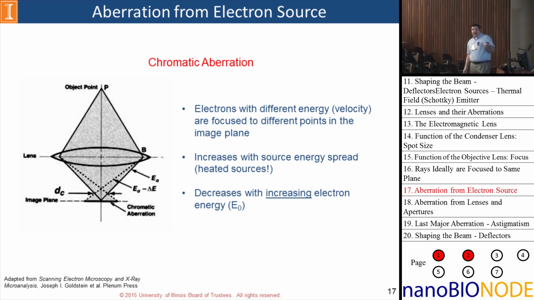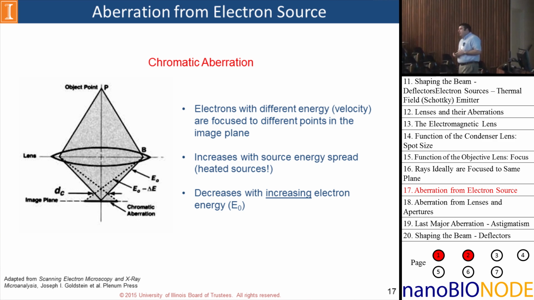The first one is chromatic. What happens with chromatic is that, say for instance, we have 2 electrons, and these 2 electrons are going to pass along this path from P to B here and go through this lens. Now, if these 2 electrons have different incoming velocities or energy, they will be focused to 2 different points on the sample. So we have one ray that's going to pass where we want it to, and then we have another ray at a different energy that will now pass to a different position. And this gives us our defocal disk.